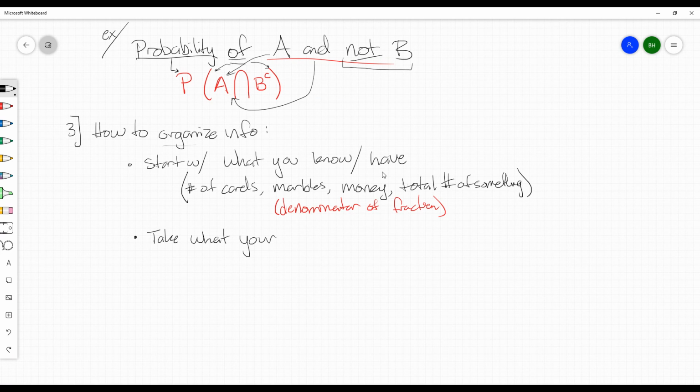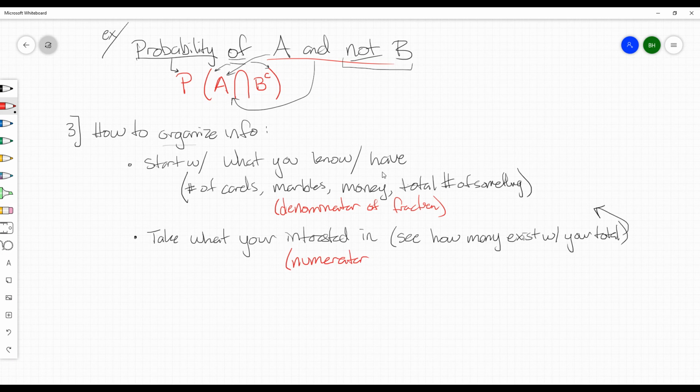Take what you're interested in, and see if it has a value. If it's worth 1 or 2, see how many of that exist within your total, which is up here. Then take that number, and this will be the numerator of the fraction or whatever you're working with. We'll talk about this in just a second, but those are the first two pieces we're going to talk about.